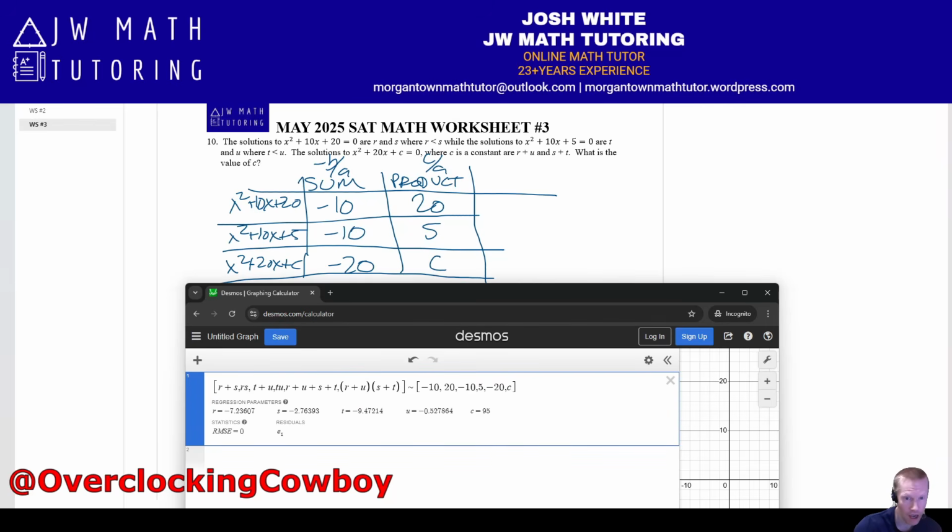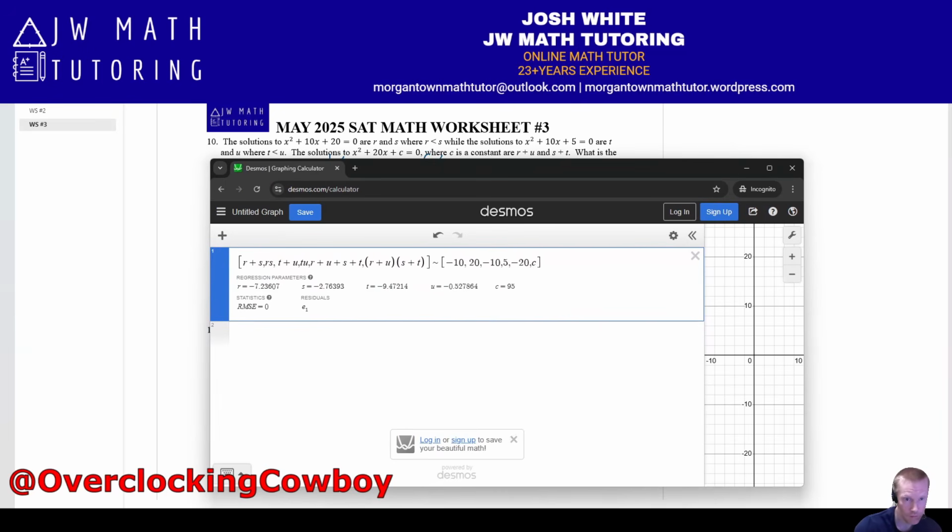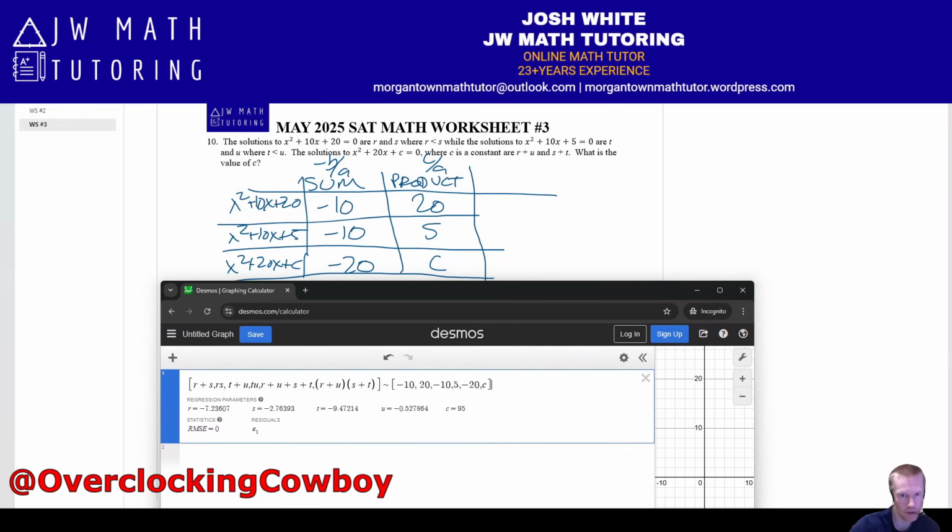All right, so now, if you notice, once I type this whole thing in, it gives me all the values, and these are the correct values. Technically we do need to put in the qualifiers. It gives us the correct value of c as 95, but we should put in the fact that r is less than s, which is already true. It's already giving me the r value as negative 7.23, which is less than the s value of negative 2.76, so I actually didn't need to do that. It met that condition automatically.